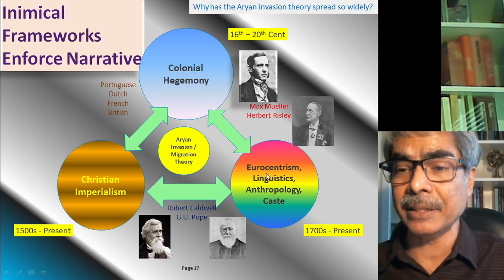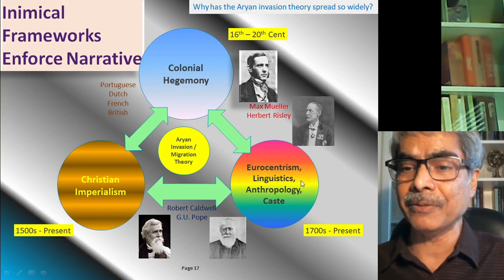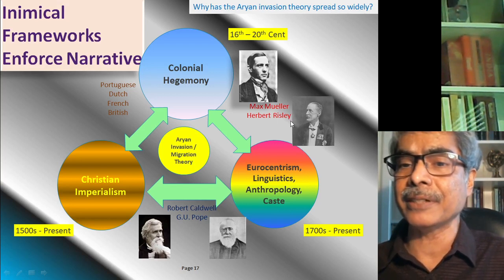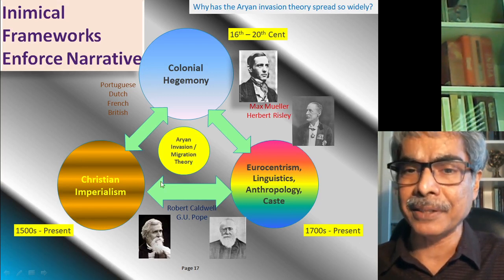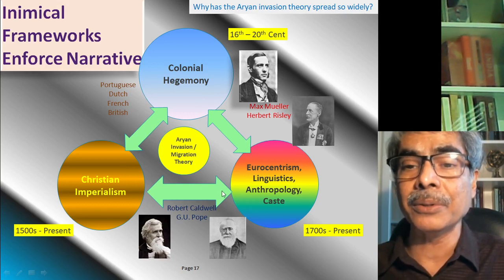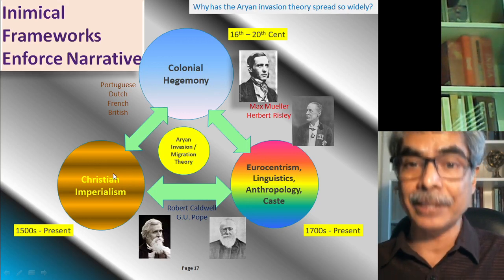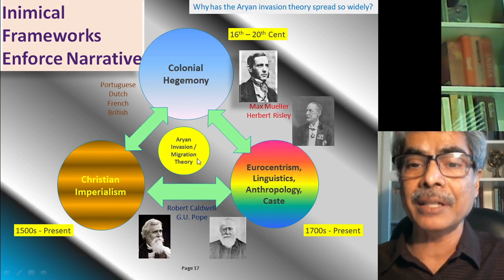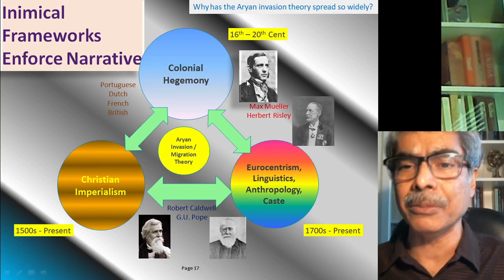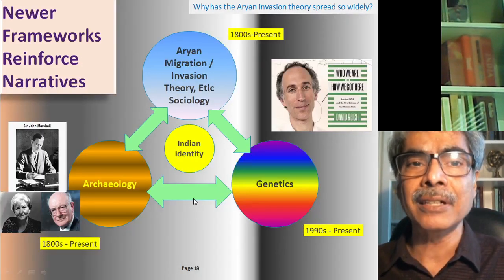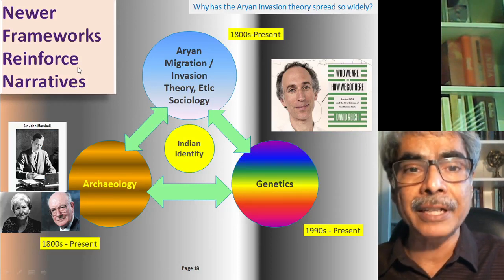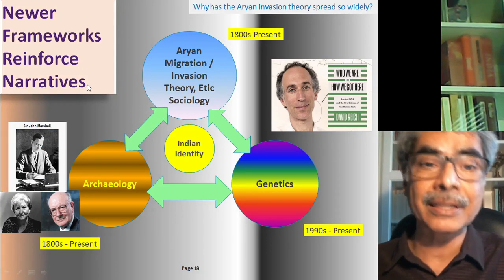And they came hand in hand with the scholarship in Eurocentrism, with agencies such as linguistics, anthropology, and caste, people like Herbert Risley, Max Muller, 1700s to present. Now, with circular arguments, these three agencies, in order to reconcile with their unique ideologies, they came about with the Aryan invasion and the migration theories, and I've discussed this at length in my talk on the motivations of these various agencies. And going into modern times, we are seeing that there are newer frameworks that are reinforcing the received wisdom from these earlier narratives.